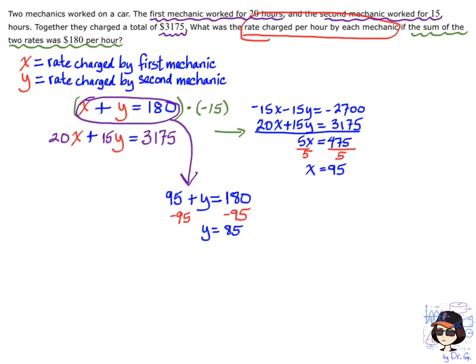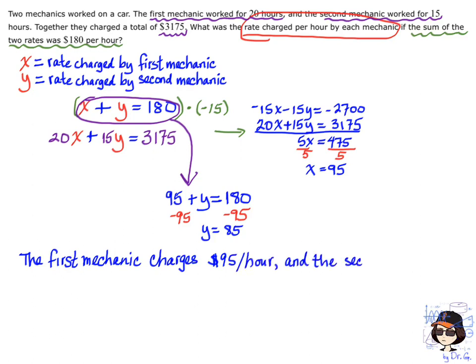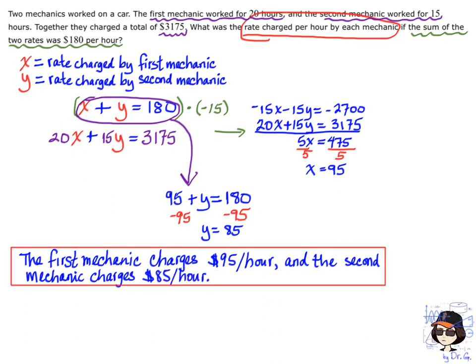So these are rates. So the first mechanic charged $95 per hour, and the second mechanic charged $85 per hour. And that's the answer.